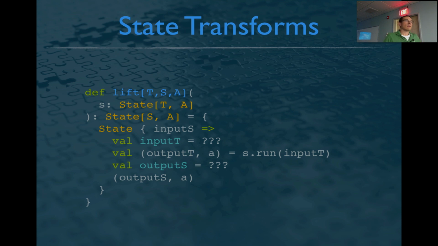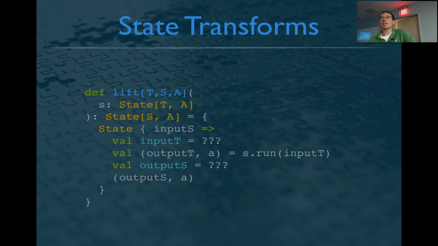So let's start this way. Using just what we know so far, what we can do is create a new state, and now we've got some input s, right? Now we don't have an s. We don't have a state of SA right now. We have a state of TA. So I can call run on the state TA.